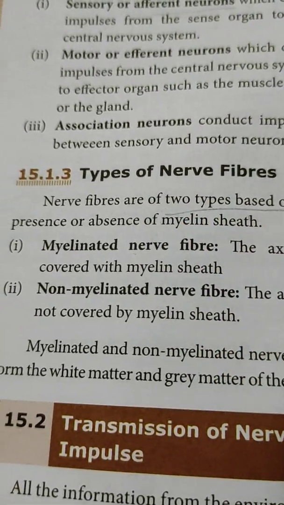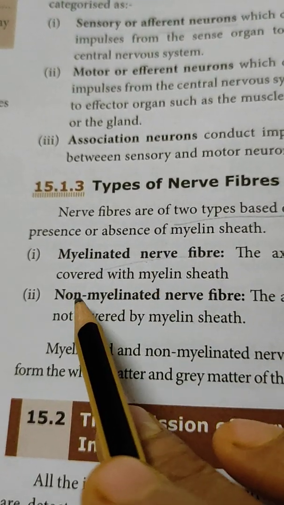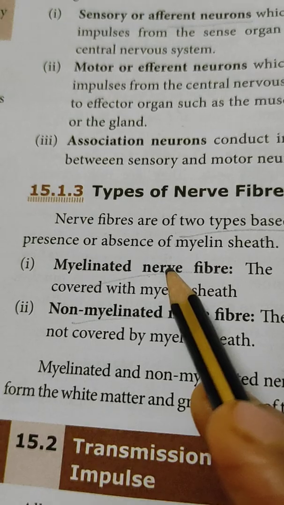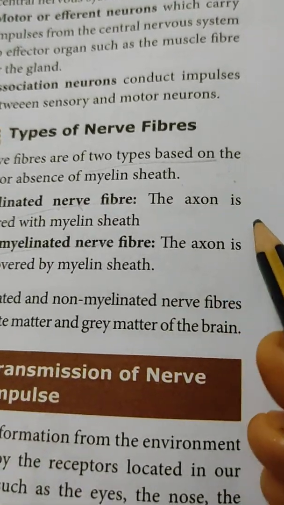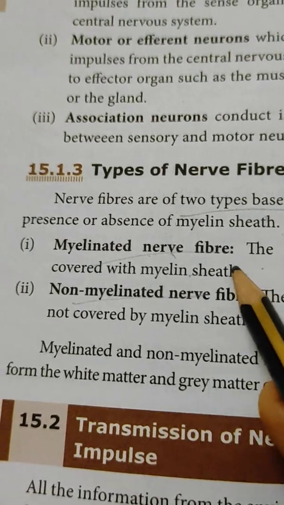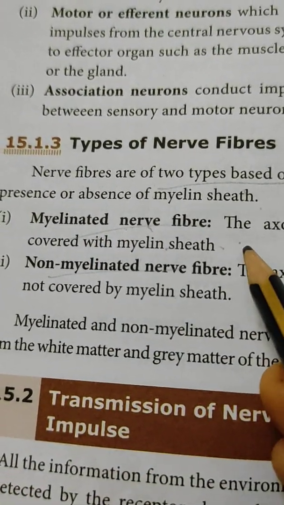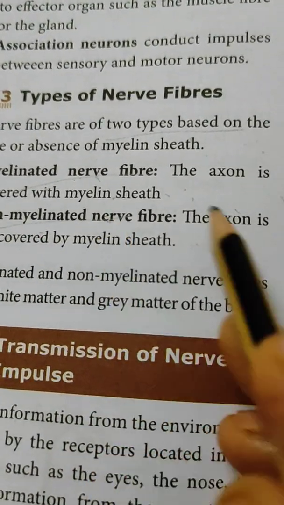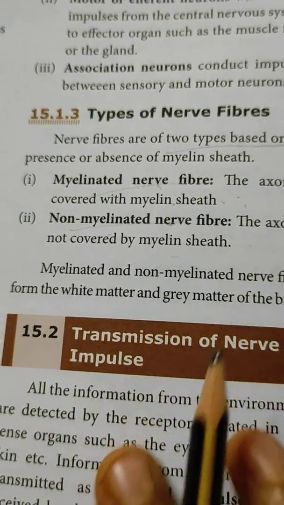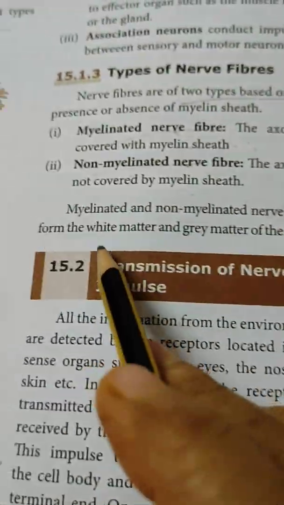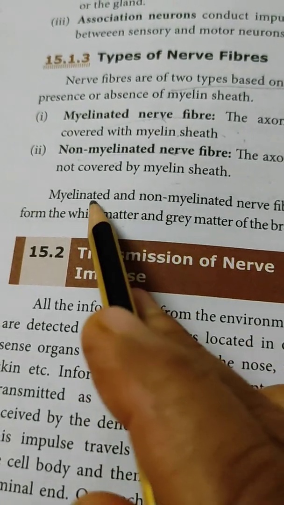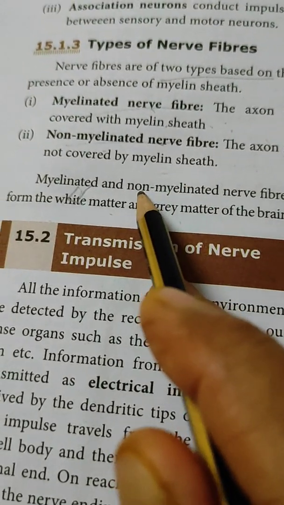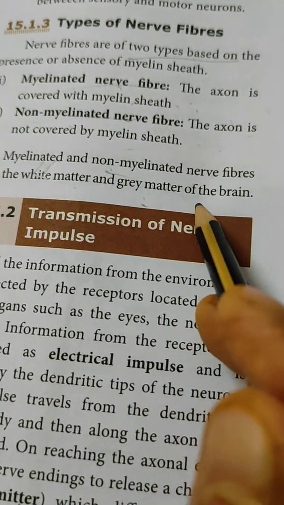Nerve fibers are of two types: myelinated nerve fibers and non-myelinated nerve fibers. What do you mean by myelinated nerve fibers? When the axon is covered by myelin sheath, they are called myelinated. When the myelin sheath is not there, those nerve fibers are called non-myelinated. The area formed by myelinated nerve fibers is called white matter, and the area made up of non-myelinated nerves is called the grey matter of the brain.